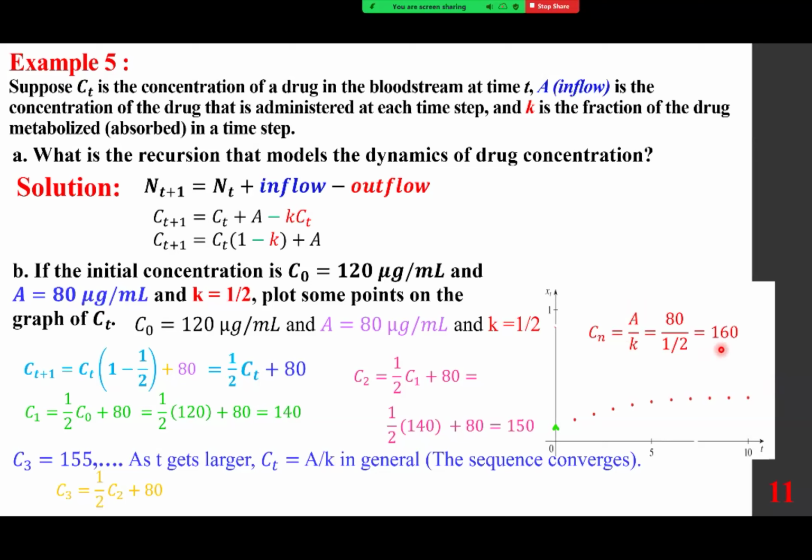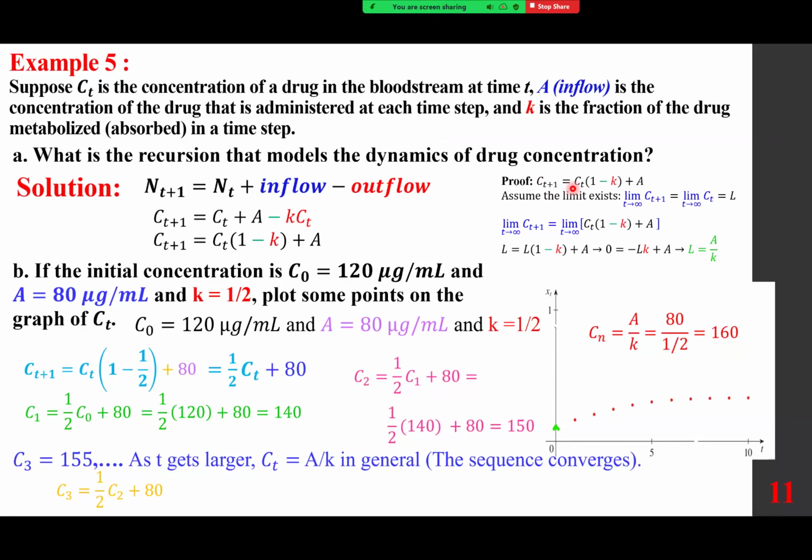What does it mean? It means if you give medication to a patient, according to this, and there is a time step. The time step is the amount of time that passes before you give the next medication. Because a portion is absorbed, at most, it will never go beyond 160 what? Micrograms per milliliter of medication.